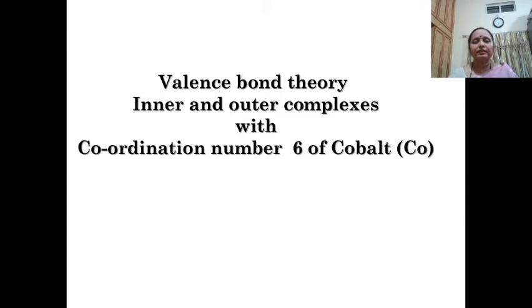So in this class we will be discussing valence bond theory, inner and outer complexes with coordination number 6 of cobalt. So I'll be discussing the inner and outer complexes of cobalt with coordination number 6.